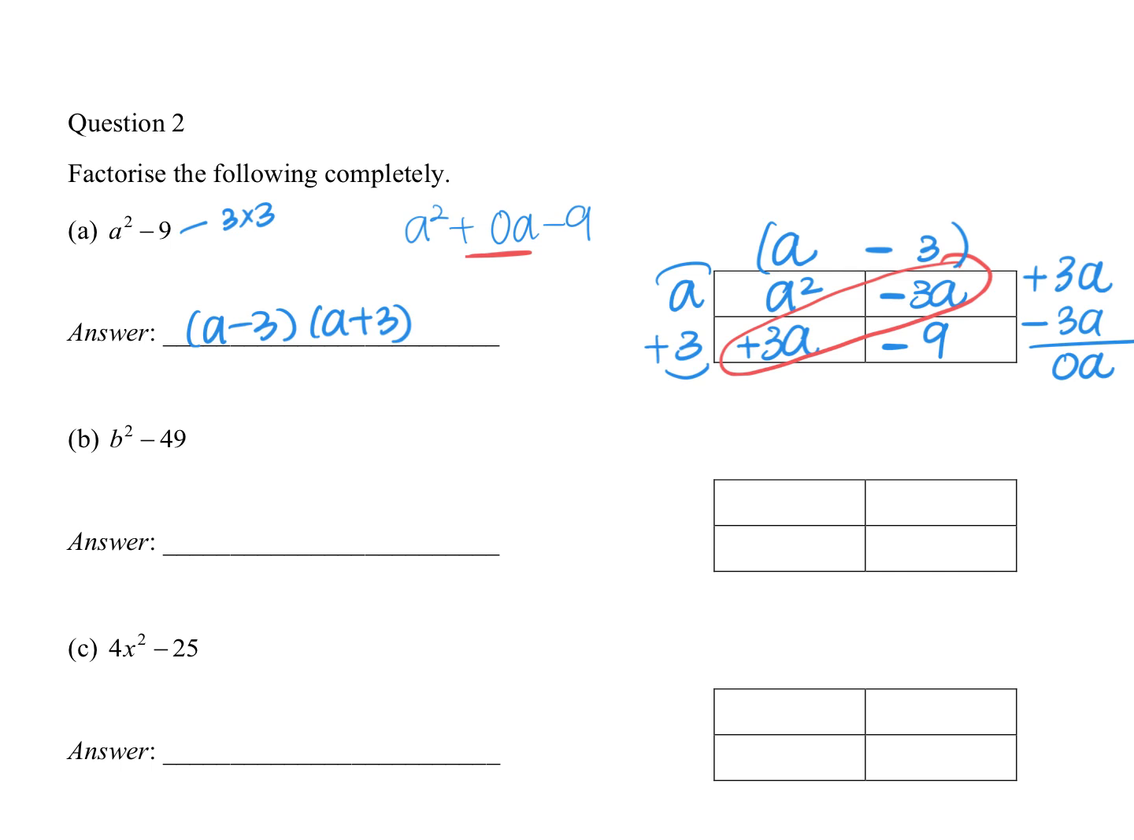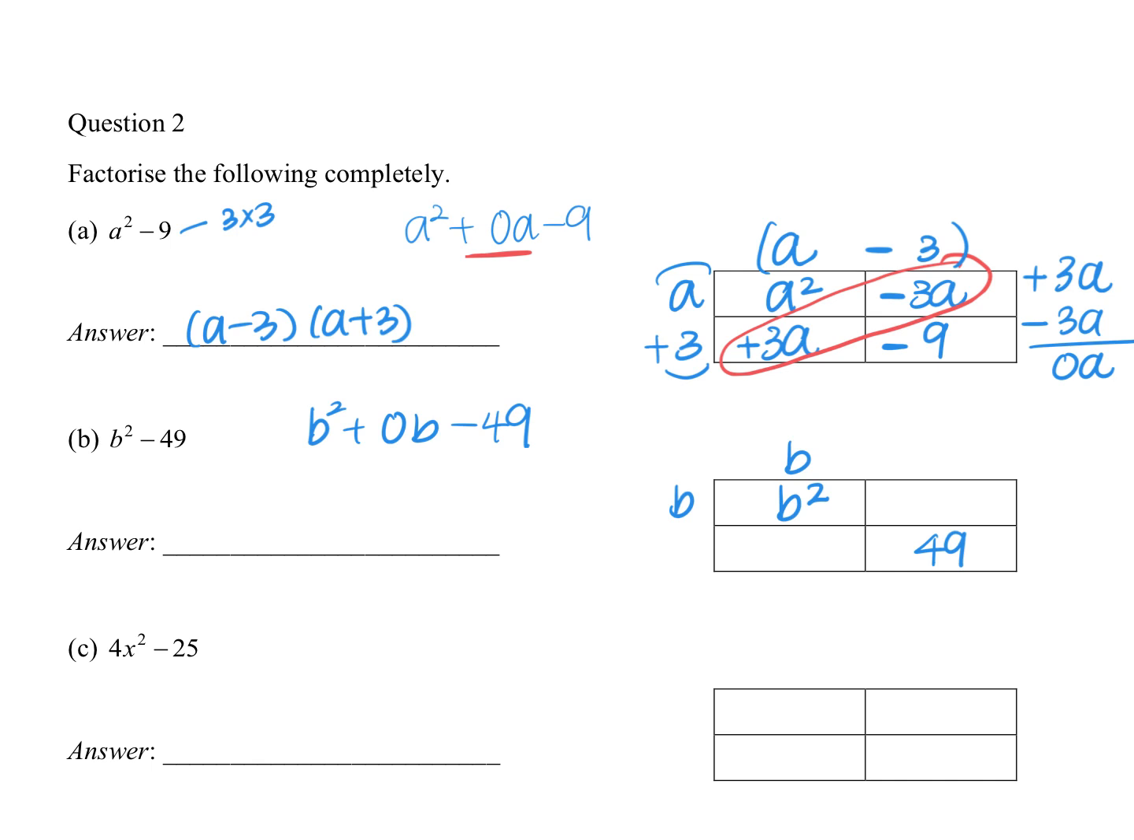Part B, b squared minus 49. So in this case, I'll just put my b squared over here, and the number 49 over here. Okay, then I'll have b times b to give me b squared. Okay, and I want 49. I must think of something. Notice that there's no b term, so it's just b squared plus 0b minus the number 49. Okay, so then that's the question.